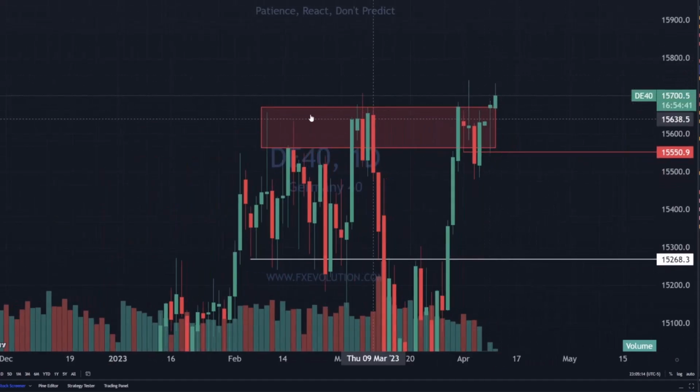DAX is at the highs. Very strong looking candles here with okay volumes through them. Basically, these are all showing that we should be going bullish. A lot of people are going to see that and say, well, that's a bullish signal. Yeah, it does look that way.